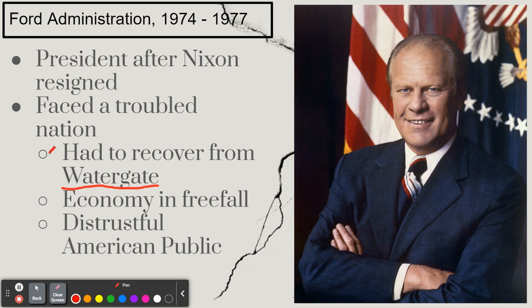The economy is absolutely collapsing. The United States is going through a recession. This is where that stagflation comes in. There is high unemployment in the country, and there is a huge amount of inflation. So people don't have a job, and prices are going up. The last piece is the American public after Vietnam, all the issues and riots throughout the late 60s and into the early 70s, the Watergate scandal, they just distrust the government. The government is seen as something that's bad. It's not seen as something that can solve problems, and he has to find a way to fix that.